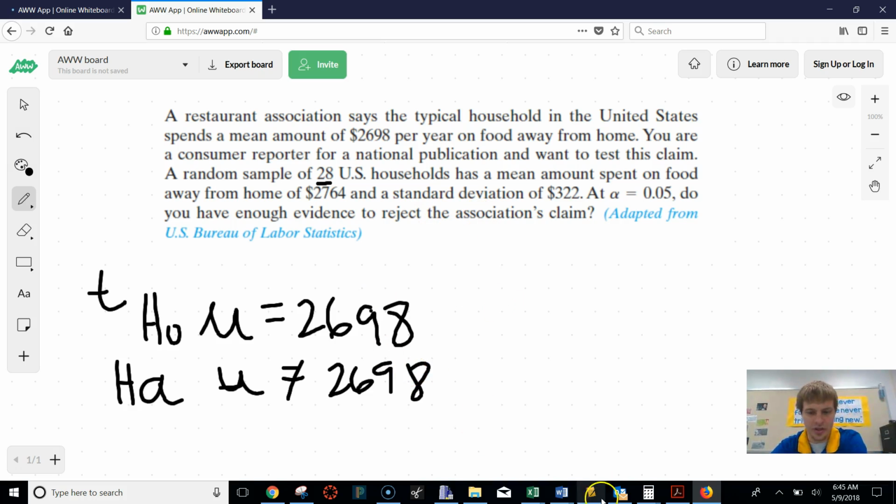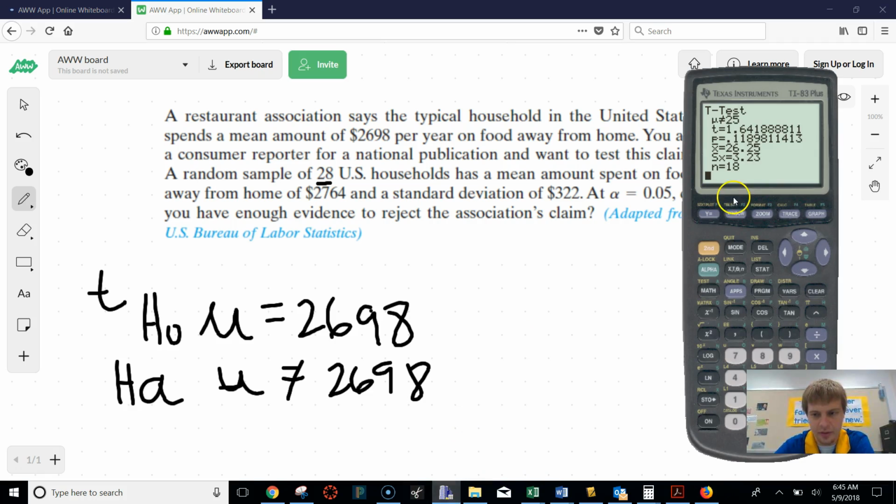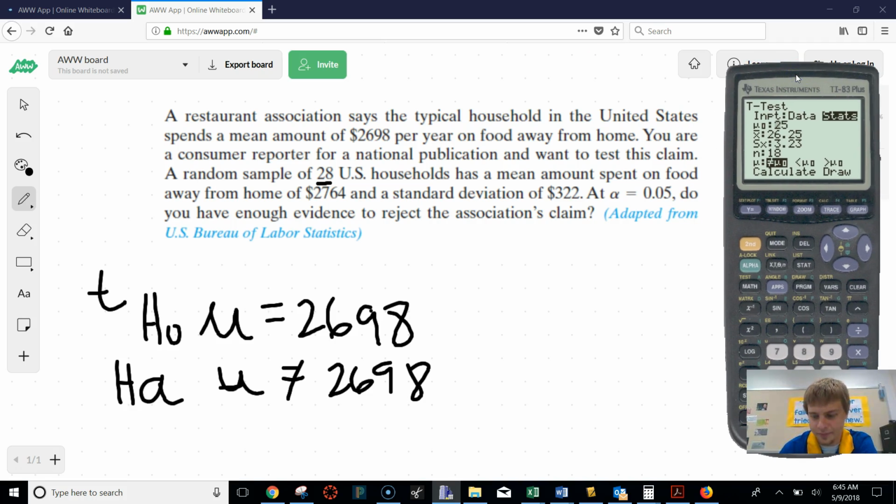And so then we would just test it. So let's bring out our calculator. I go stats, I go to t-test. I plug in all my information.